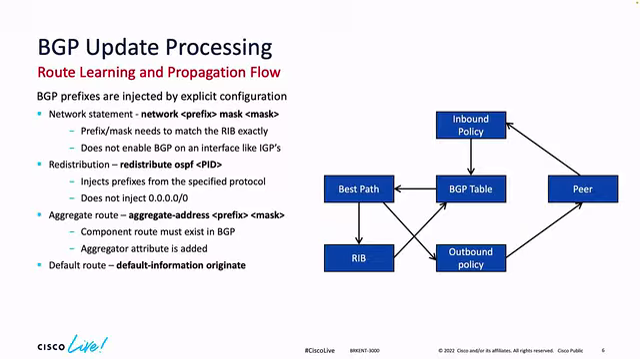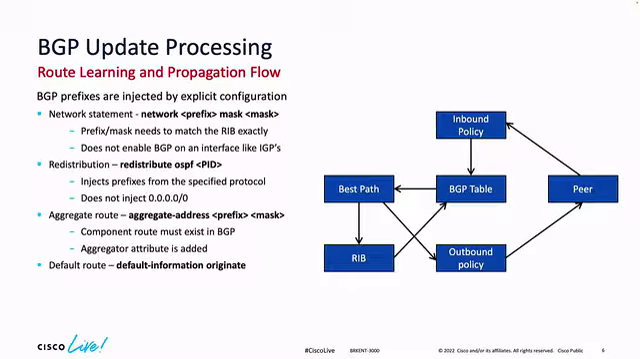Then we have aggregate route. Aggregation is summarizing. You have longer prefixes, you summarize them into a smaller prefix length and advertise it out. That is also injected in the BGP table. Then we have default information originate. That's BGP advertising a default route to its peers, but there's a condition that the default route must already exist in the routing table.